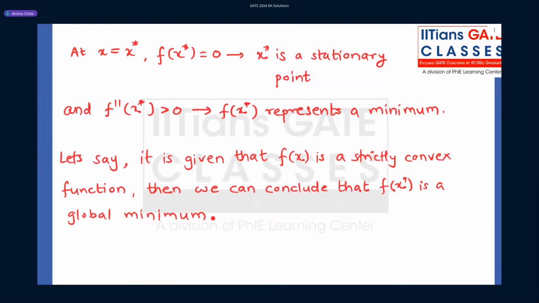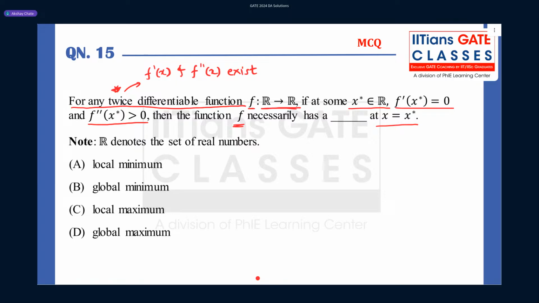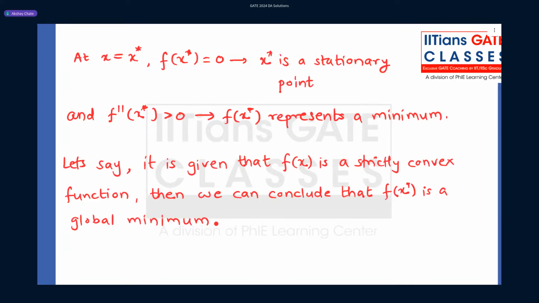So basically, in this question, the correct option is local minimum, option A. We'll go to the next question now.